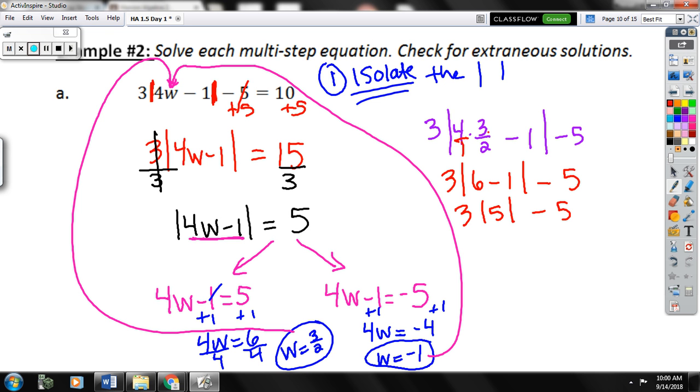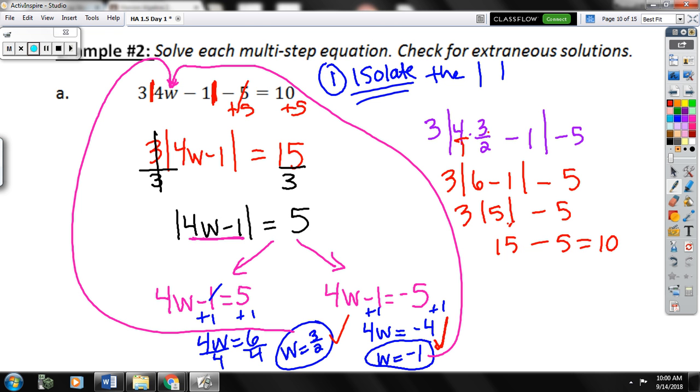The absolute value of 5 is 5. 3 times 5 is 15, and 15 minus 5 gets me 10, which is what I wanted. So this one works. Okay, the negative 1, let's just do it out loud in our heads. So plugging in negative 1, we'll get 4 times negative 1, negative 4. Negative 4 minus 1 is negative 5. The absolute value of negative 5 is 5. 3 times 5 is 15. 15 minus 5 is 10.